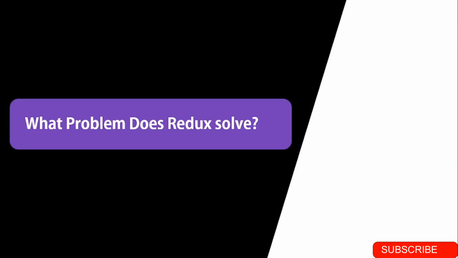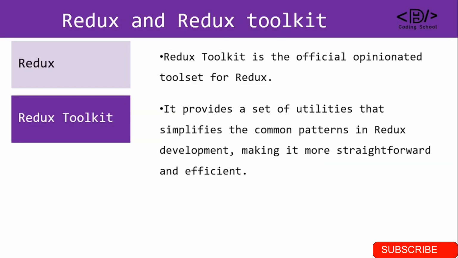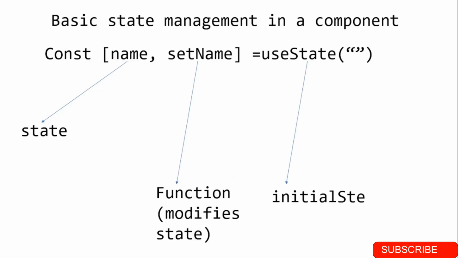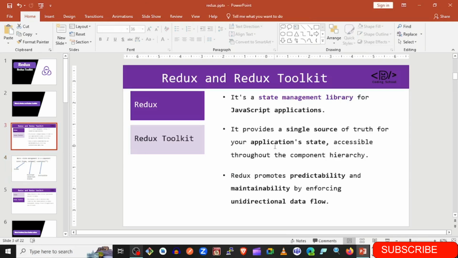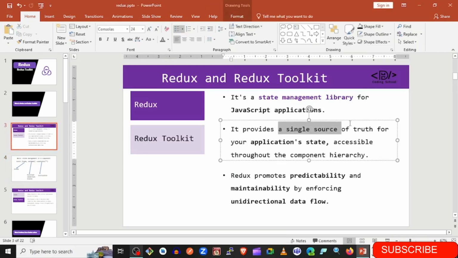Let me just draw something else here for you to be able to understand what I'm talking about. So you're saying here it provides a single source of truth for your application state, accessible throughout the component hierarchy. Redux promotes predictability and others.